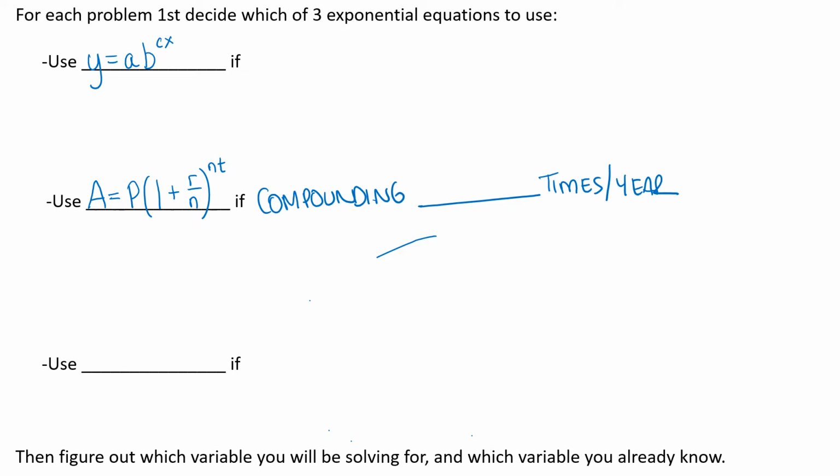And then the third one is the famous PERT, P e to the rt. You have to remember, e is a constant. You are going to use this equation whenever the problem has a certain word, and that word is continuously. Whenever the problem says you are compounding continuously.